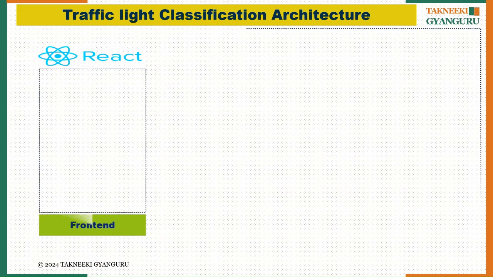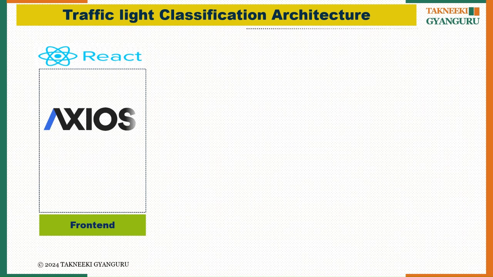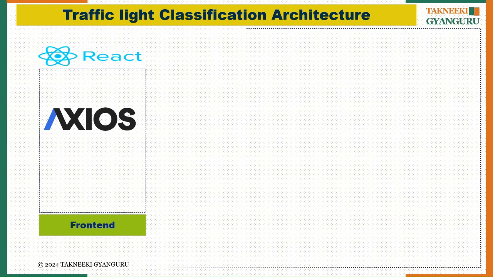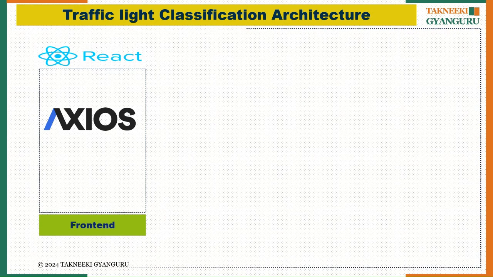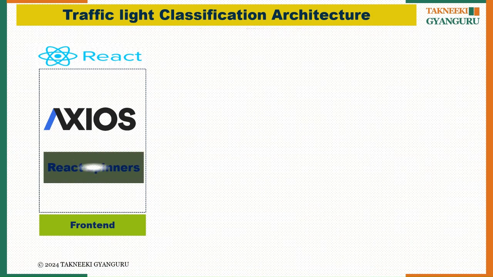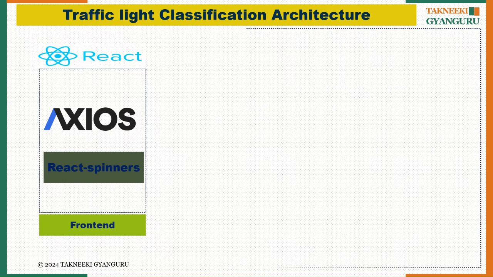So first of all, we'll talk about React.js. We will use React.js as a front end, where we will have the front-end code. We will use Axios for HTTP requests. This will be used to send an API call to the backend. And React Spinners will be used to handle our loading images.